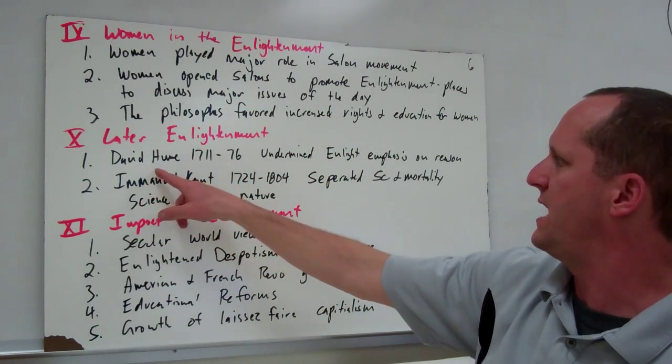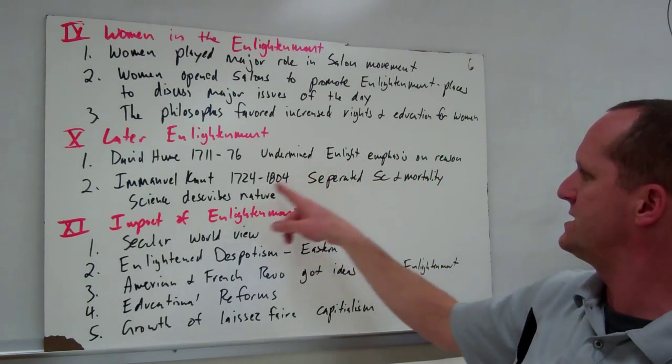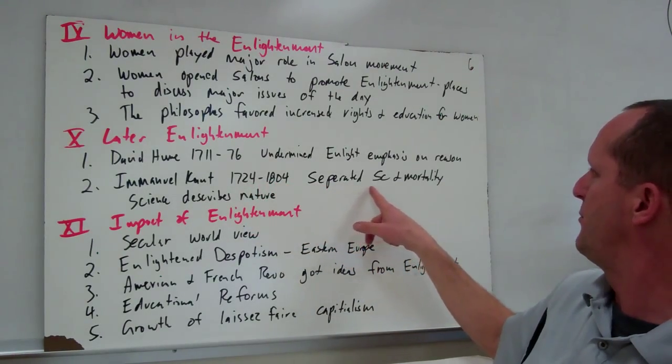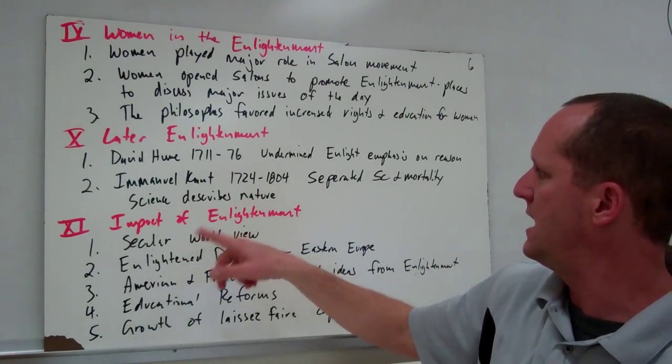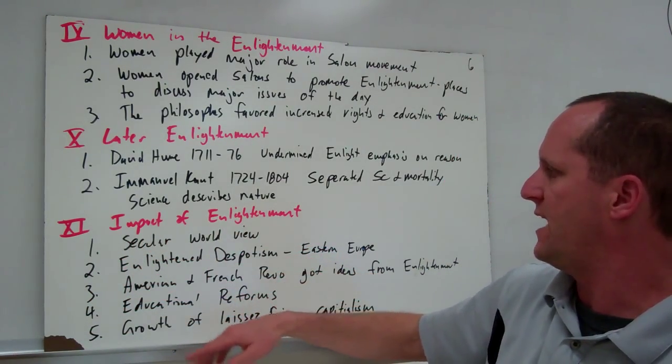Later in the Enlightenment, we have David Hume. He undermined the Enlightenment with an emphasis on reason. Immanuel Kant, 1724 to 1804, separated science and morality. Science described in nature. Now, the impact of the Enlightenment, we got 5 things here.